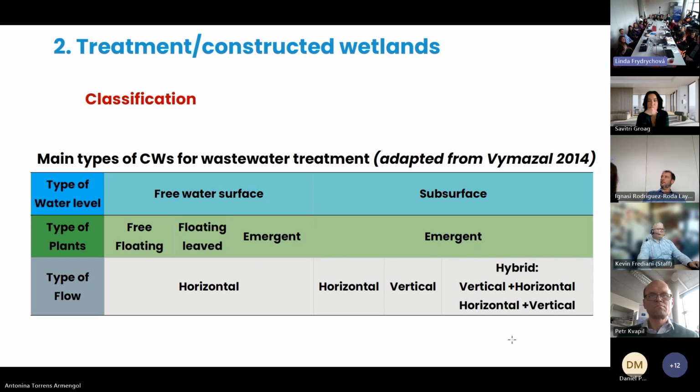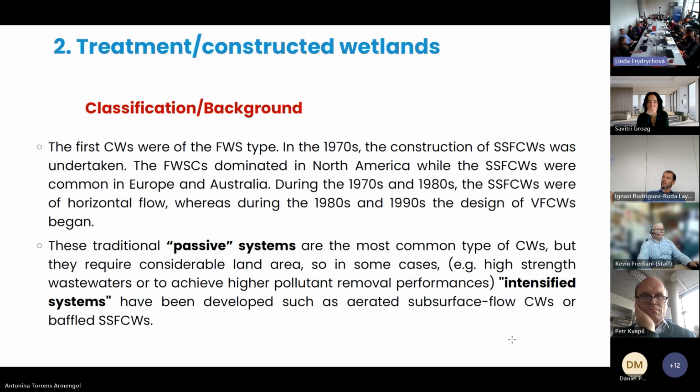There are the free water surface systems, which occupy a lot of space but work very well and also create a good habitat. And there are the subsurface flow systems, where the water is underneath the gravel, so we don't see the water. There are horizontal, vertical, and hybrid systems that combine both. This is the passive system. Then, some years ago, came the aerated systems, where we put something mechanical in to make the system work better with less space.